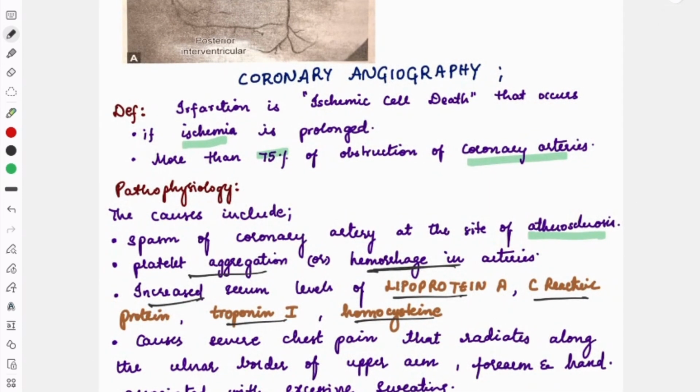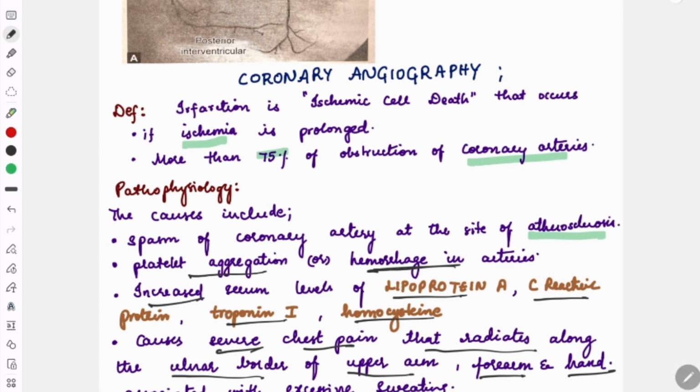Okay, so what are the symptoms and signs that we get to see in myocardial infarction? The symptom that the patient reports is severe chest pain that radiates along the ulnar border of the upper arm, on the medial aspect of the left upper arm. It radiates to the forearm as well as the hand, associated with excessive sweating. So these are the symptoms that the patient reports.